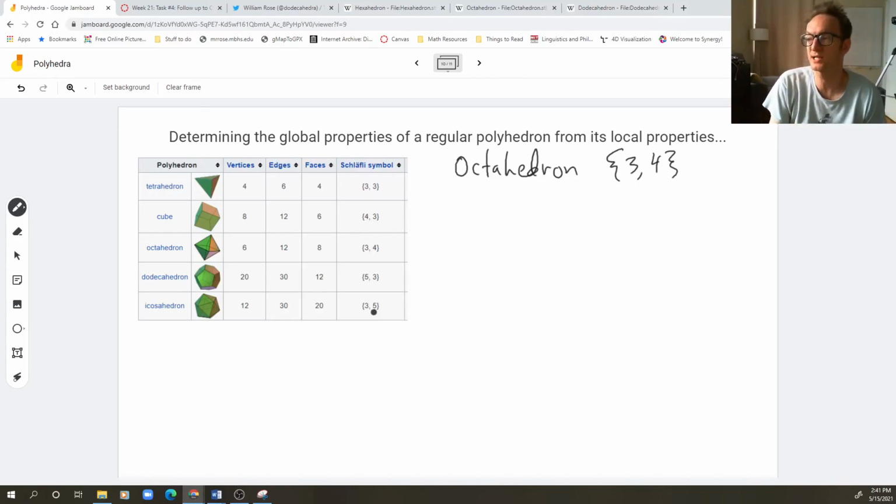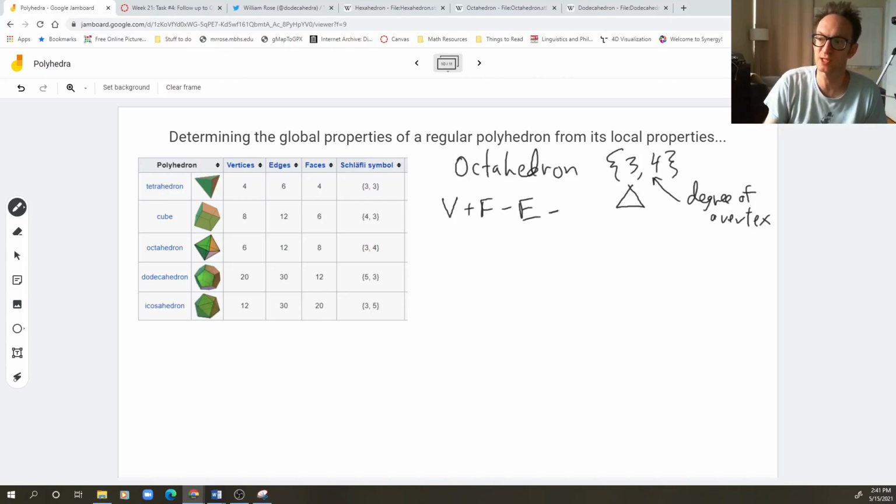So, okay, octahedron, what have I told you? It's composed of triangles, that's what the 3 means, and 4 is the degree of a vertex. Okay, and now I'll go back to standard notation. What is the standard notation? That we have a certain number of vertices, a certain number of faces, and a certain number of edges, and we've already shown that this is the relationship between them. So what I want to now do is determine what V, F, and E are.